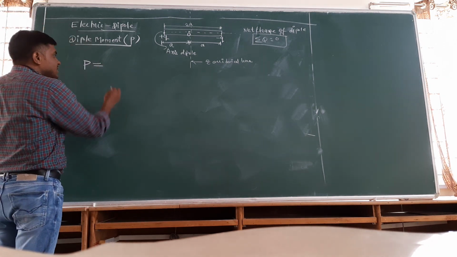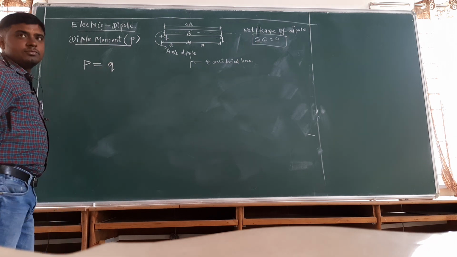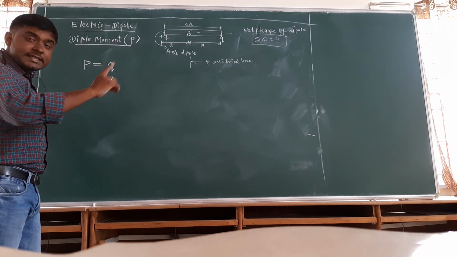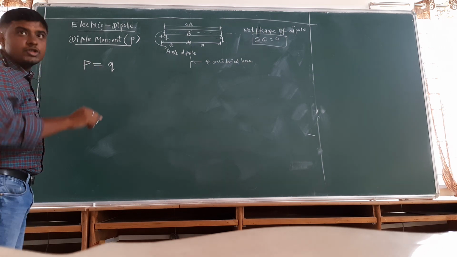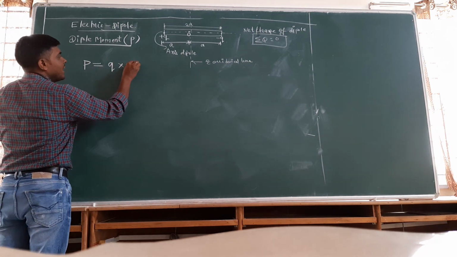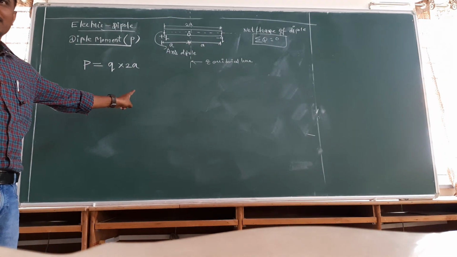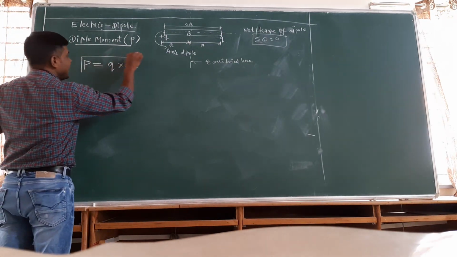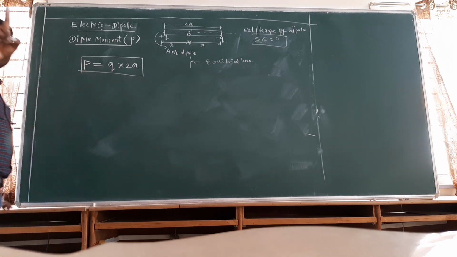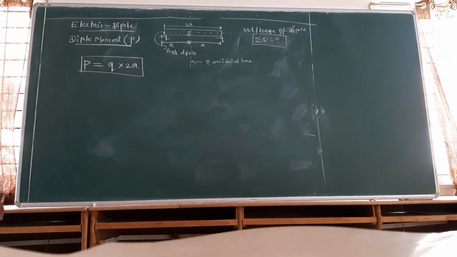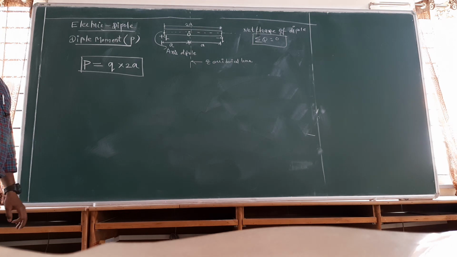Magnitude of either charge, that is q, and the distance of separation between the two charges, that is 2a. So this is the formula to measure dipole moment. Now, the SI unit of dipole moment.